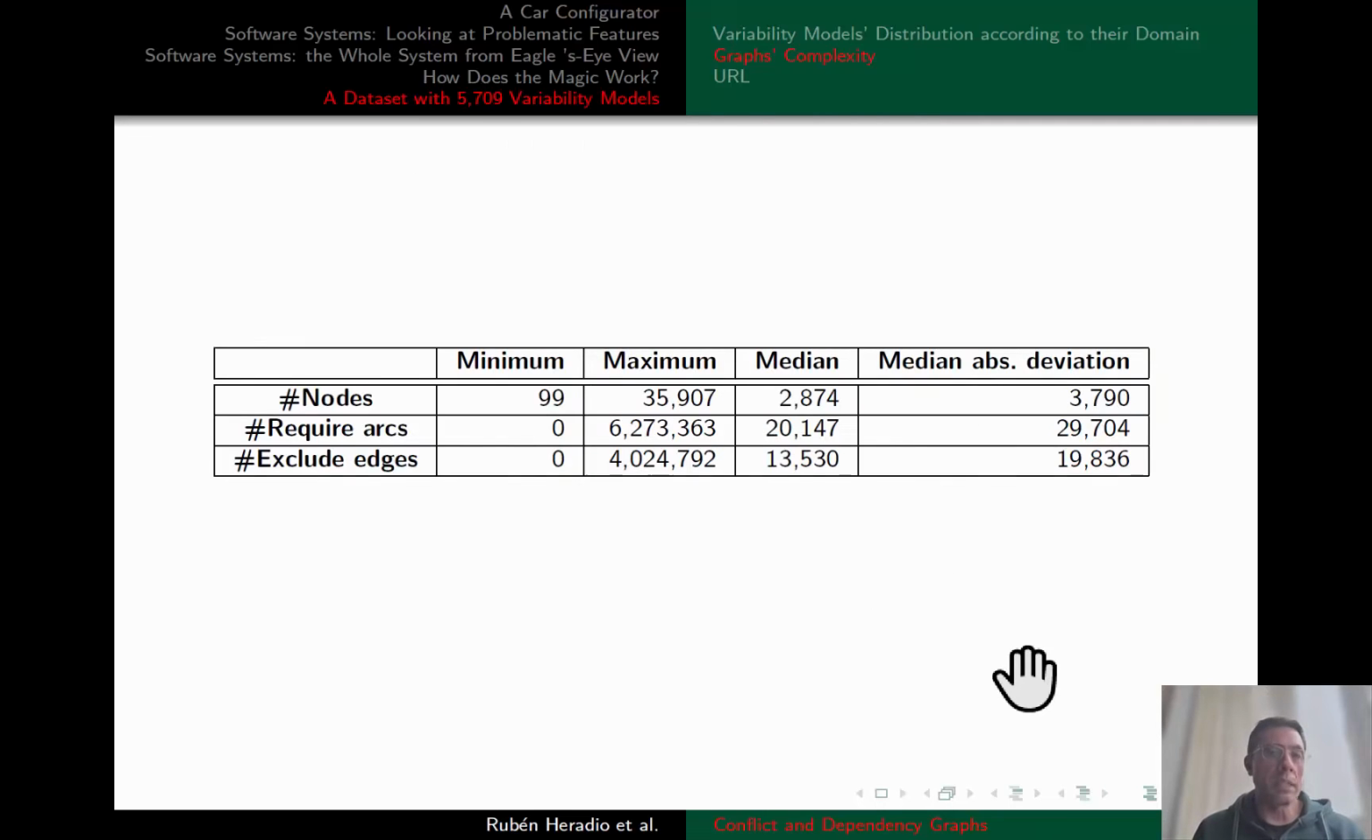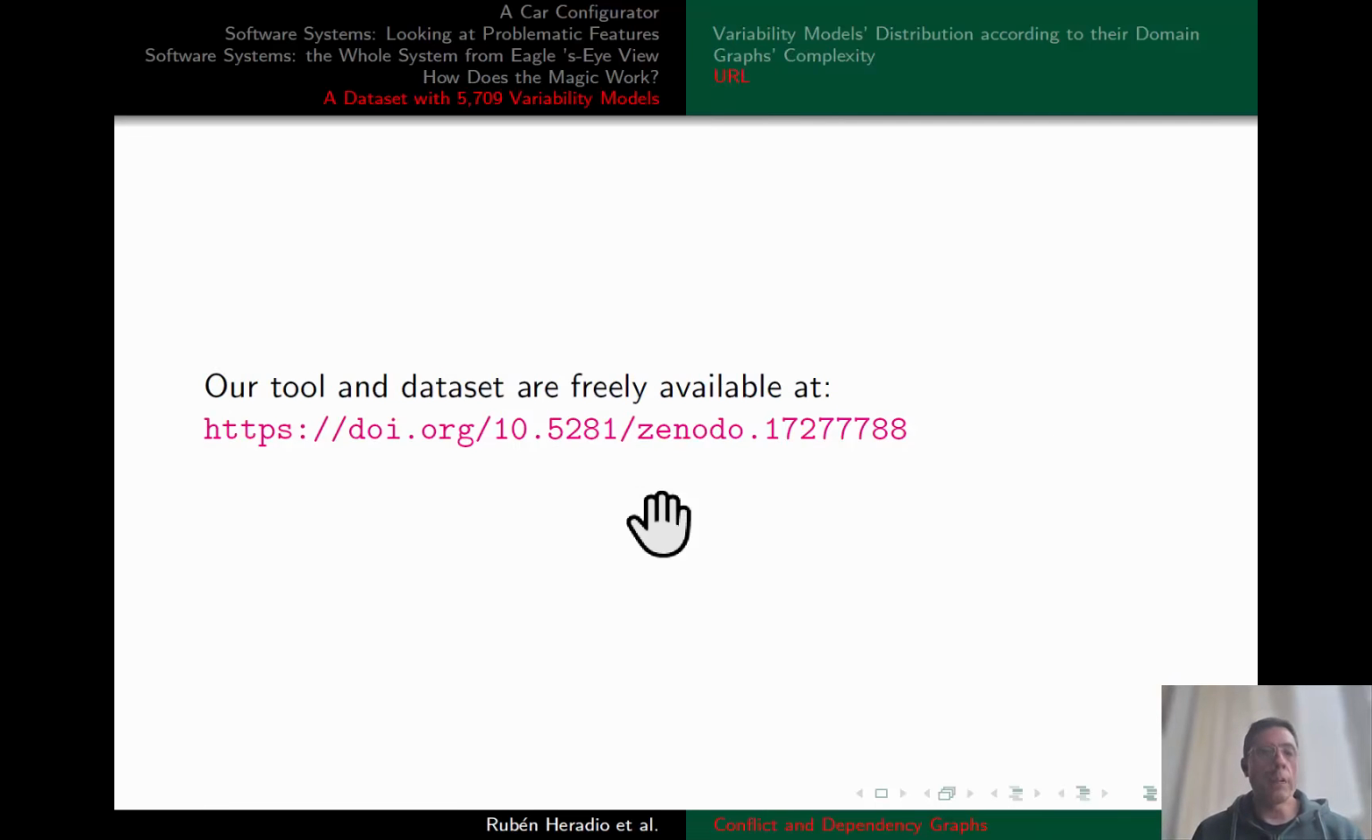To give you an idea of how complex the largest model is, we have a model with almost 36,000 nodes, which has more than 6 million required arcs in the dependency graph, and whose conflict graph has more than 4 million exclude edges. Our tool and our dataset are freely available at this open repository.